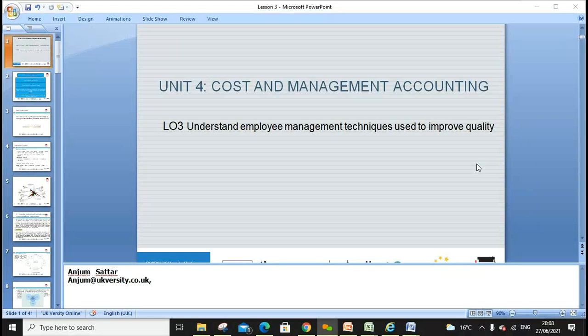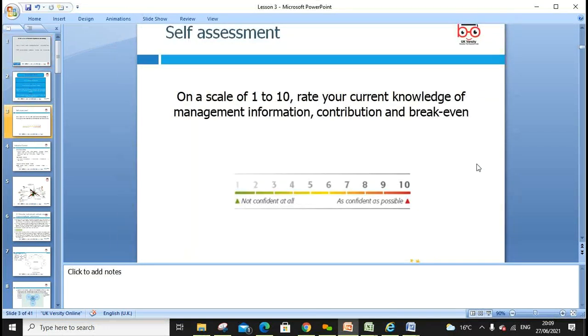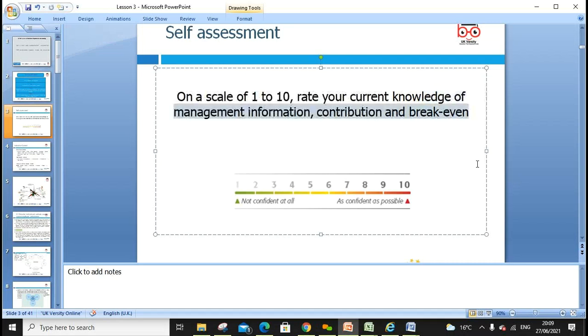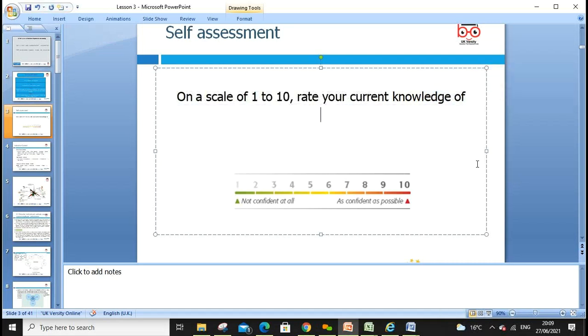Today is our last lesson about delivery of cost and management accounting. My name is Anjum Satar. In this lesson, we'll go through LO3, learning outcome 3, which is to understand management techniques used to improve quality. So that's what we'll go through in today's lesson.